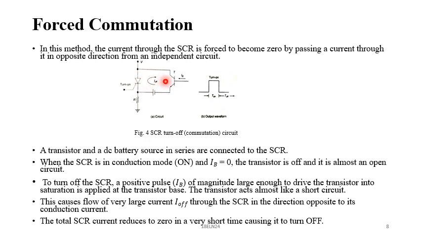This current will cancel the effect of this anode current. So one is flowing in the forward direction, the other one is flowing in the reverse direction. Because of that, the current will become zero. Now the total SCR current reduces to zero in a very short time, causing it to turn off. So here I am forcing the current to become zero. When the current becomes zero, the SCR goes to the turn off state. So this method we call forced commutation.